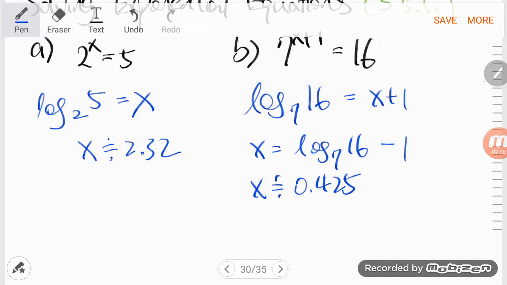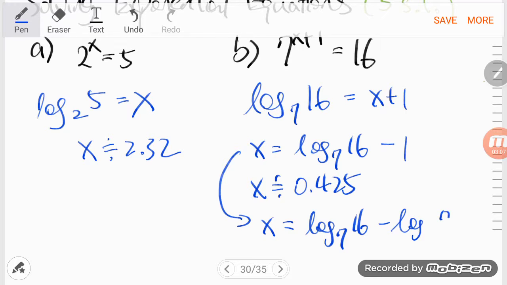Now, I want to show you guys something that's extra, something that's more than what the question is asking us to do. So I want to play around with this line right there. My x can be equal to log 16 to the base of 7. I want to express this in terms of just one log. So this can be minus log 7 to the base of 7.